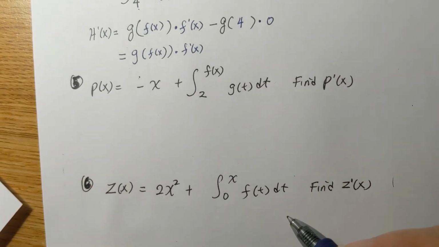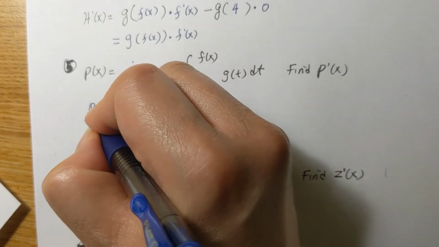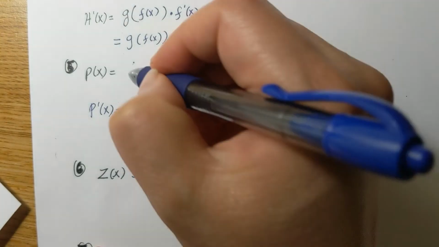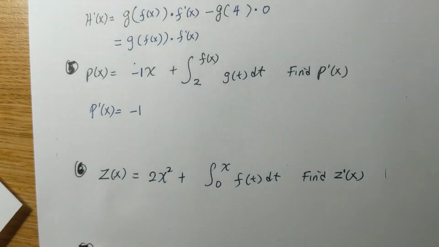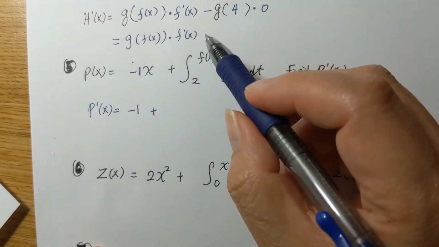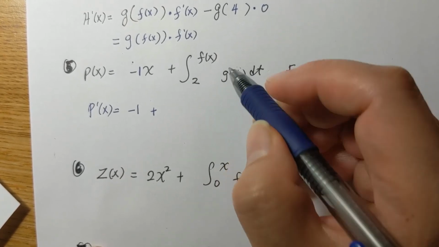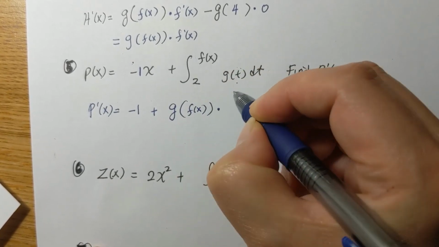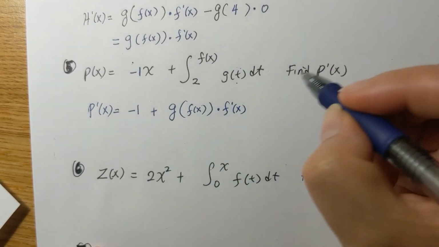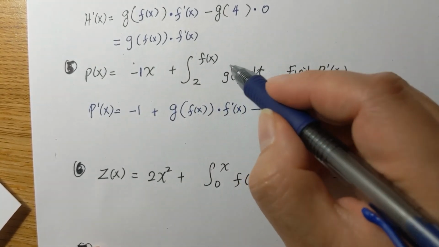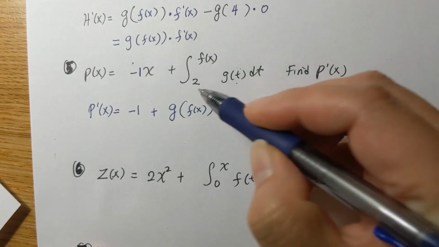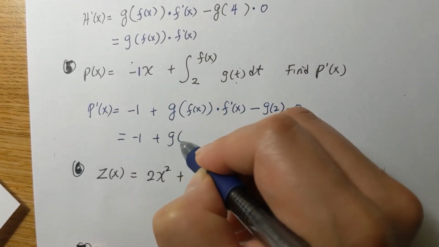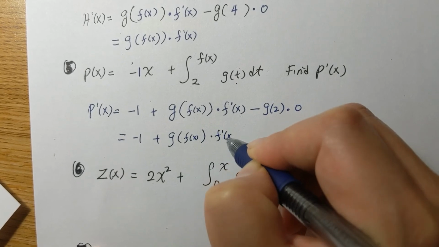Now let's go to number 5. So we've got p prime of x. What is the derivative of negative x? If you put a 1 over here, then you will see it. There will be negative 1. Okay, now we're going to add. This part just looks like what we did before. The integrand is g, so put g open. Wherever you see the upper part, you put it inside and immediately multiply by the derivative of this, and then subtract. And then you're going to put g of 2 times 0 because you substituted 2 in here. Now you simplify, you get negative 1 plus g of f of x times f prime of x minus 0.